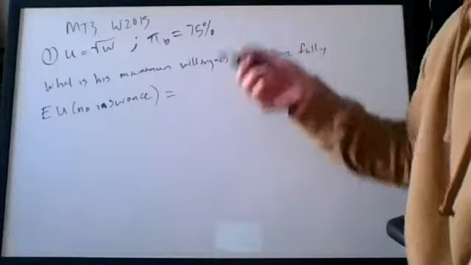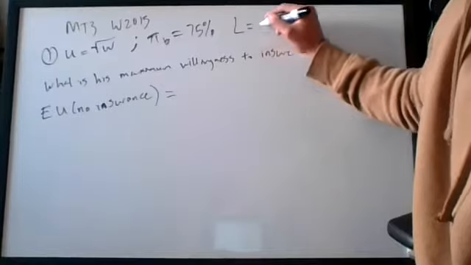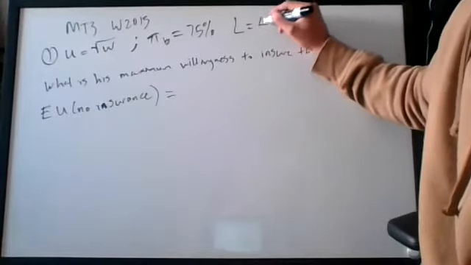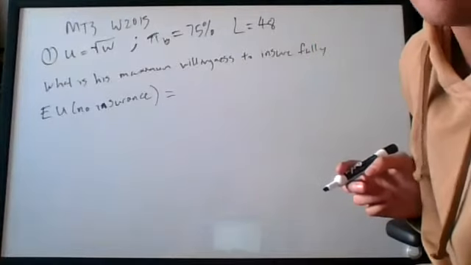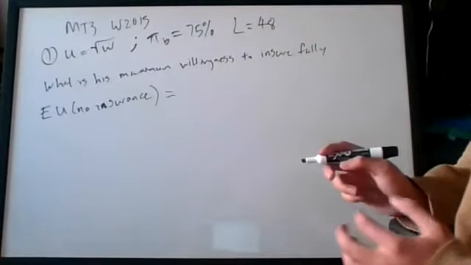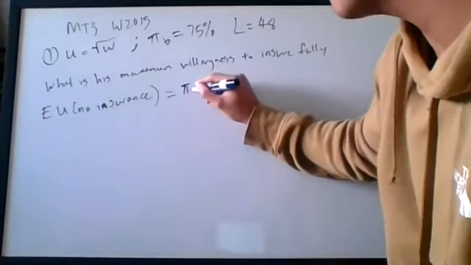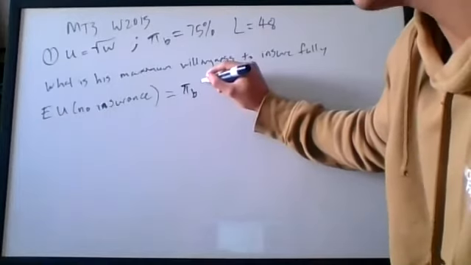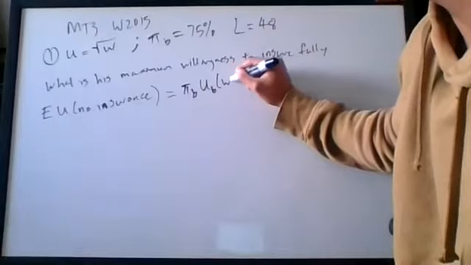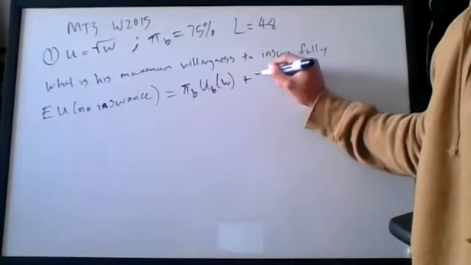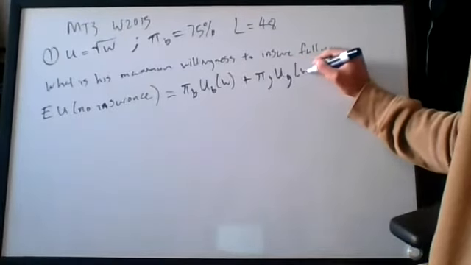And I guess that means that the probability of the good state is 25%. And his L would be equal to 48. So he wouldn't lose all of his money, but he would lose a significant portion of his money, right? And so how we figure this out is we say probability in the bad state times utility in the bad state of wealth plus probability of the good state times the utility in the good state of wealth, right?